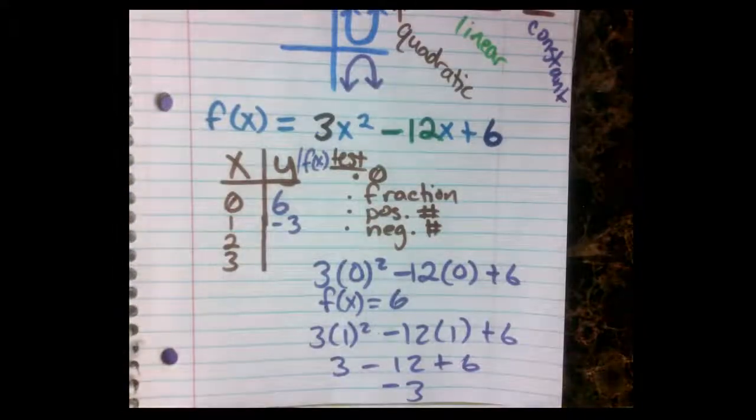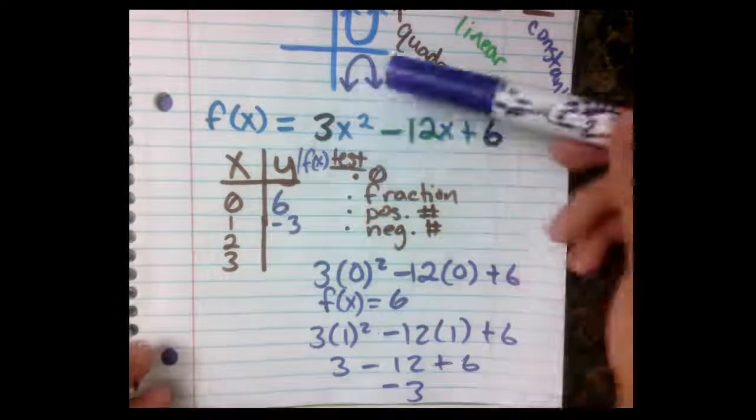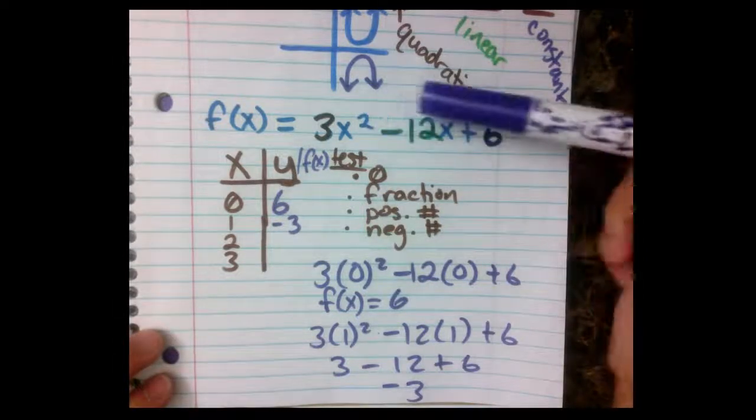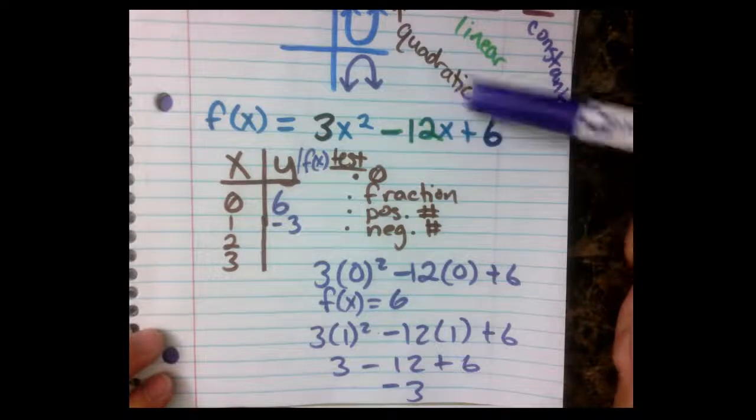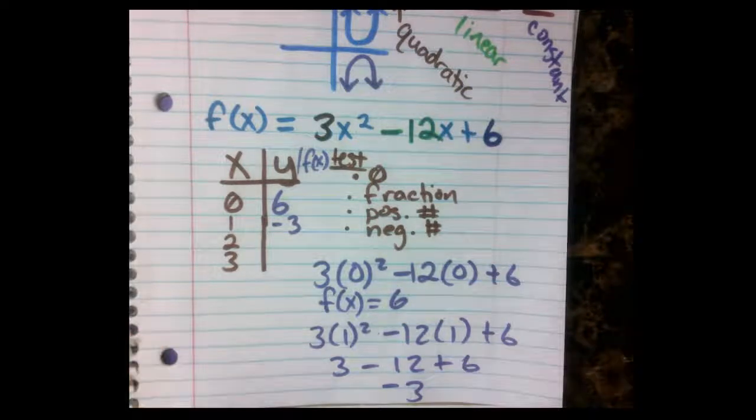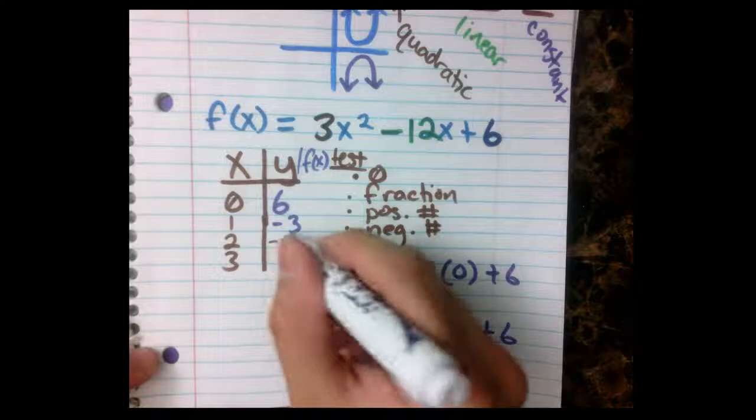Sorry about that. Alright, there you go. So 3 minus 12 plus 6 equals negative 3. And then we'll go ahead and test our 2 and 3 values as well. If I plug in 2 here, I'm not going to write these down, that's going to be 3 times 4, which is 12, minus 24 is negative 12, plus 6. Negative 12 plus 6 gives you negative 6.